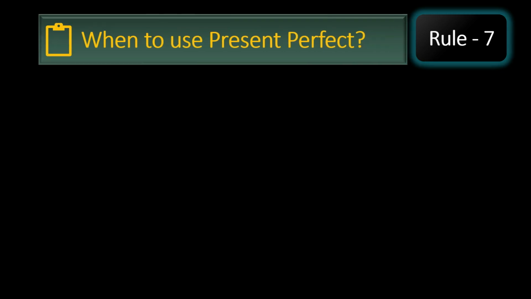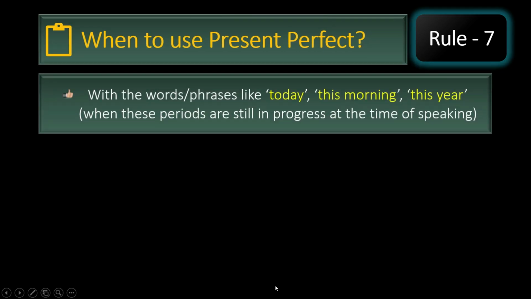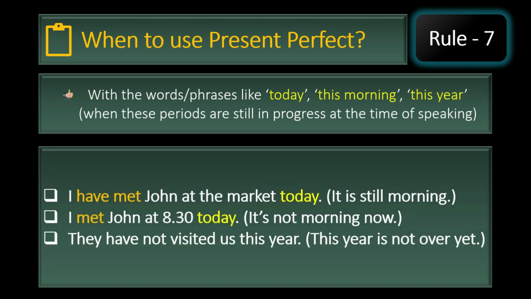Rule 7 says, we use present perfect tense with words or phrases like today, this morning, this year, this week. Let's look at these examples. I have met John at the market today. Now when we use present perfect tense with such sentences, we mean that the morning is not over yet. It is still morning time.